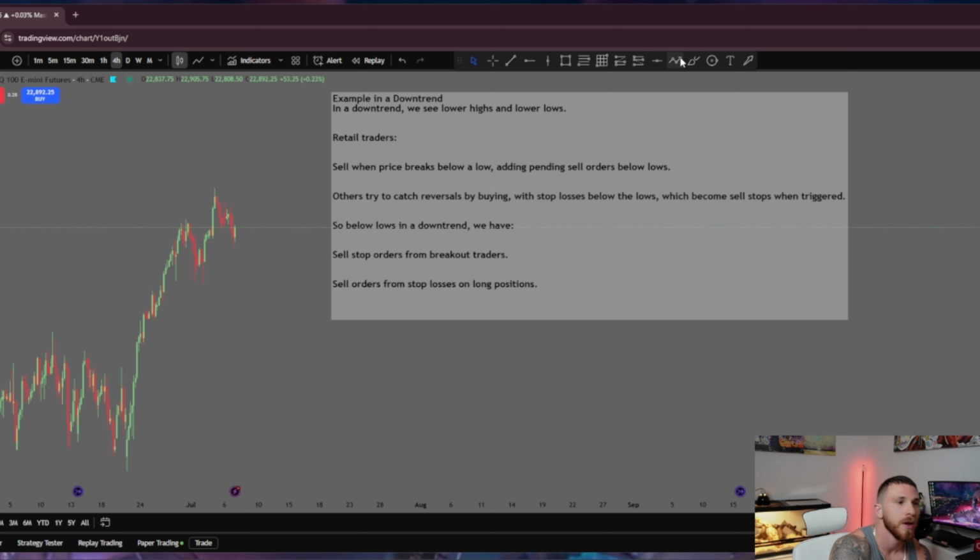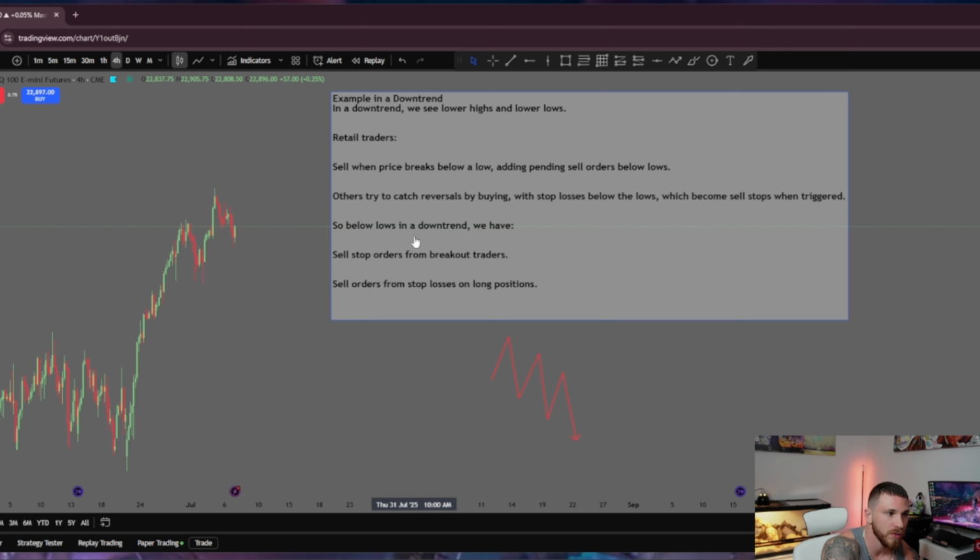Got it? So look, we are in a downtrend now. Okay, we'll make this red. In a downtrend, we see lower lows and lower highs. Correct? We already learned this in the last couple of videos. So what we see, retail traders sell when price breaks below a low, adding pending sell orders below lows. So price breaks below this low, we have people pressing sell. They're predicting the market's going to continue in a downtrend.